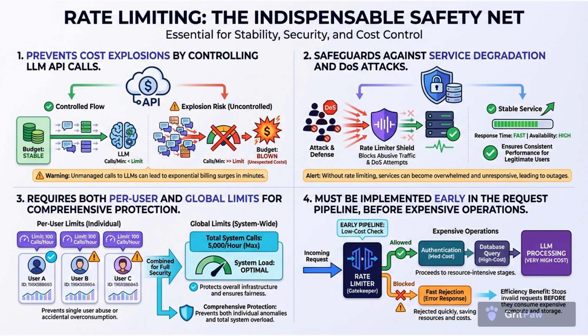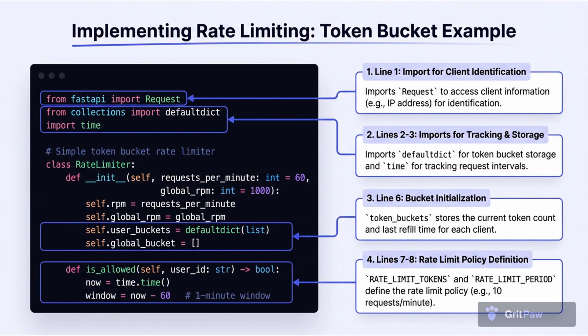Let's implement a simple yet effective token bucket rate limiter directly within our FastAPI application. This example demonstrates how we can protect our endpoints from excessive requests. On line 1, we import Request from FastAPI, which allows us to access details about the incoming HTTP request, such as the client's IP address or an API key, which can be used to identify individual users for per-user rate limiting. Lines 2 and 3 import defaultdict and time respectively.